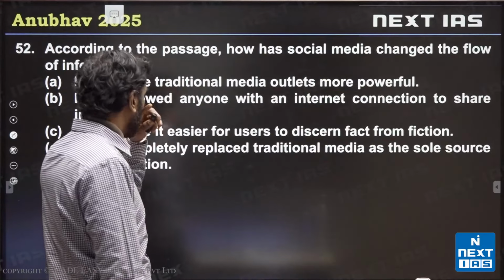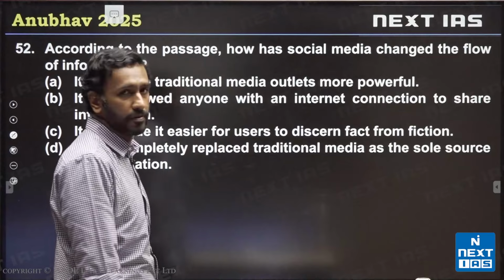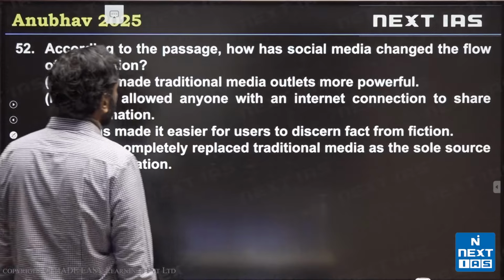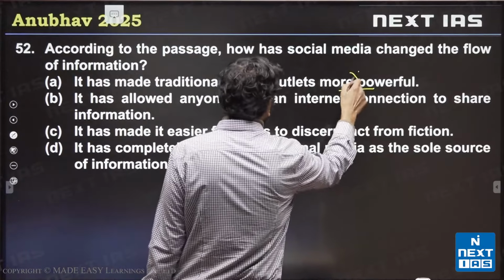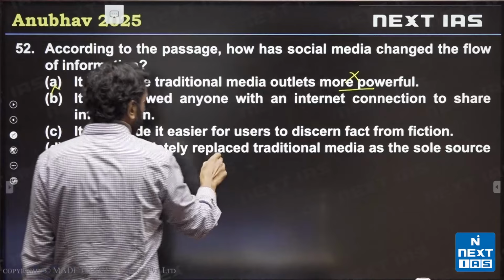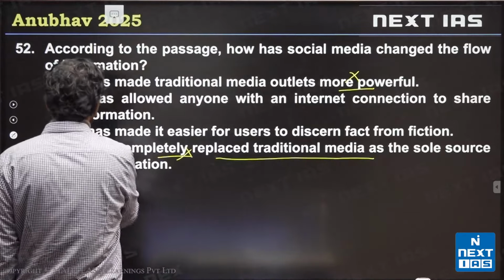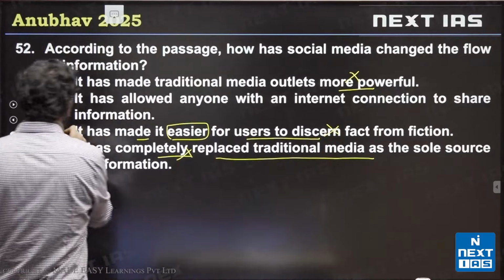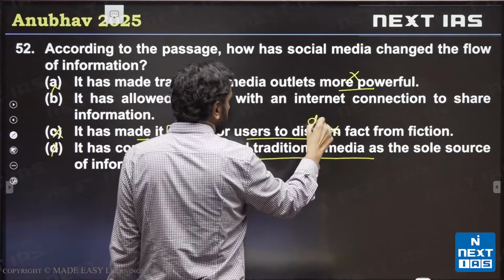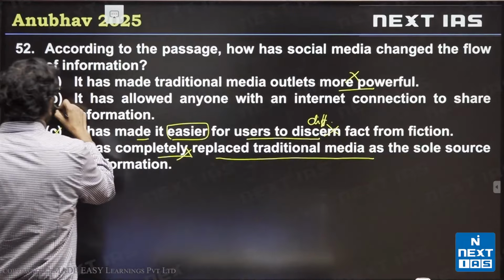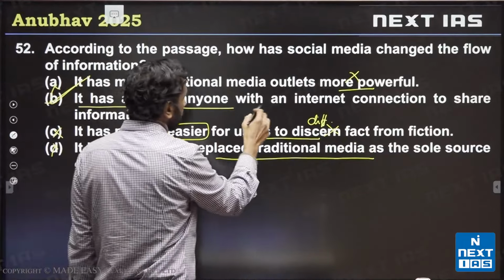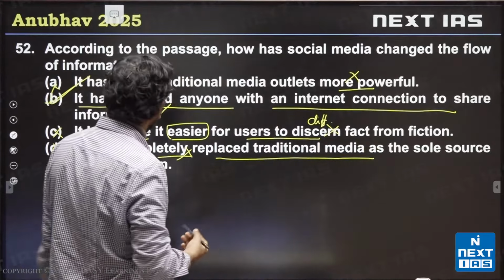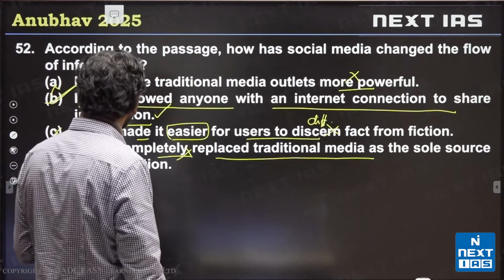Let's look at question 52. According to the passage, has social media changed the flow of information? Has the flow of information changed due to social media? A. It has made traditional media outlets more powerful. Invalid, not stated in the passage. D says it has completely replaced traditional media. Invalid. It has made it easier for users to discern fact from fiction. This is also invalid. Discern would be to differentiate between fact and fiction. This is invalid. B is the only possible choice. It has allowed anyone with an internet connection to share information. This is stated as it is in the passage. B is the correct answer for question 52.